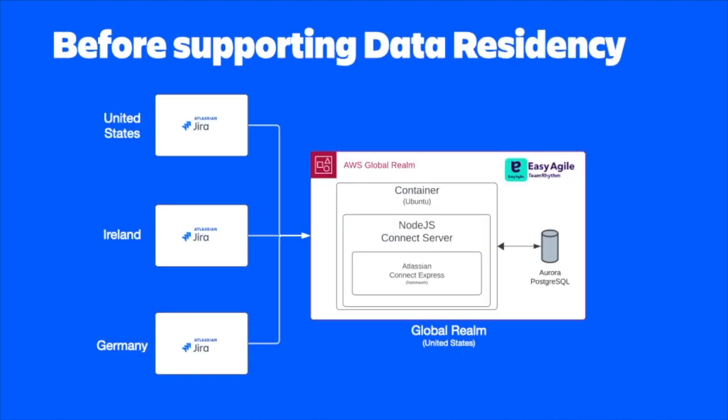So this is what our Connect server was like before implementing data residency. On the left, there are Jira instances that are pinned to realms, so Germany, Ireland, United States. However, regardless of where the Jira instance is pinned, they all connect to our Connect server in the United States. And for us to implement data residency, we'd need to start storing customer data in the same region as Atlassian.